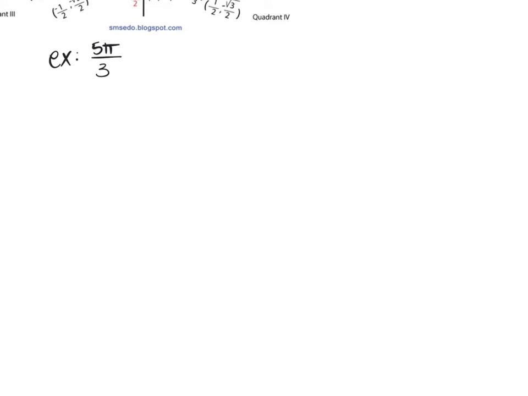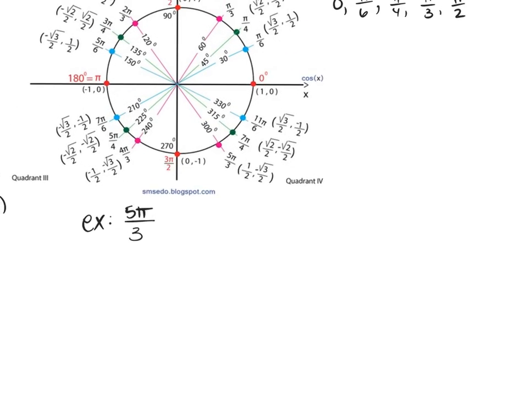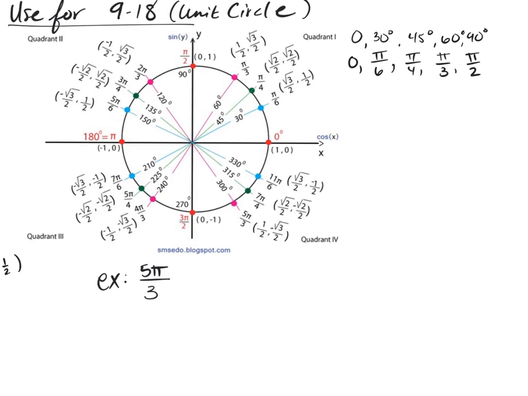For 5 pi over 3, let's quickly take a peek at the unit circle up here. If I'm looking for 5 pi over 3, I notice it's not in quadrant 1, it's not in quadrant 2, it's not in quadrant 3. In fact, it's in quadrant 4. It is right there. Okay, so looking at 5 pi over 3, I see I'm in quadrant 4, so I'm going to draw that. Circles around this way. Here we go.